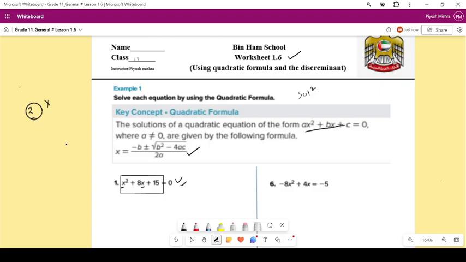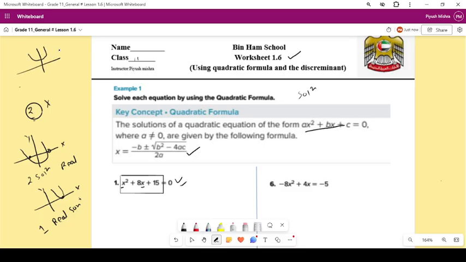Now what I will be doing with the help of a graph. In the graph, if it is cutting like this, it means it has two solutions, and they will be real solutions. If it is cutting or touching the x-axis only one time, see this is the x-axis, this is the y-axis, as you already know, then you will say one real solution. Sometimes you will see it is not touching the x-axis like this, so you will say no real solution, or it will be imaginary.